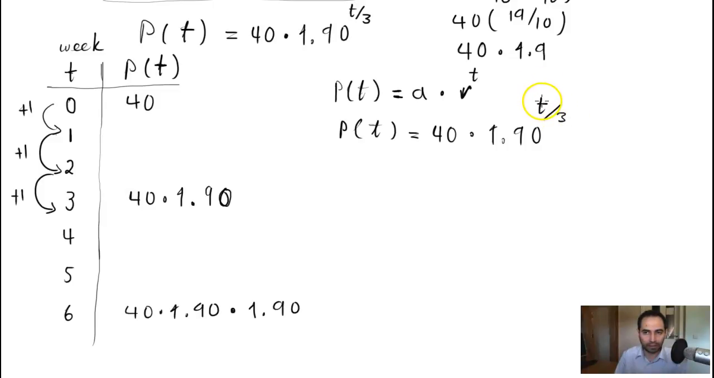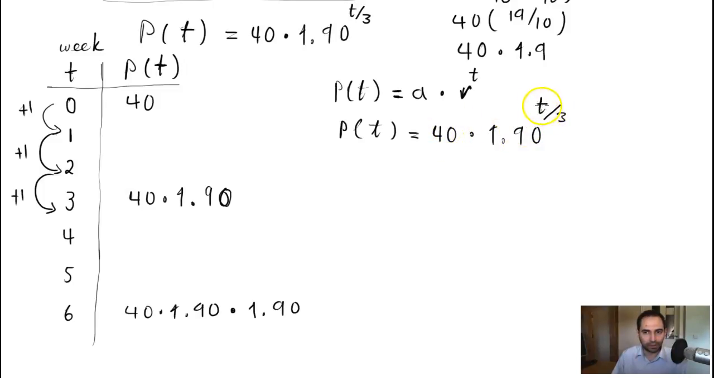So t is, for example, 0, and then 1, and then 2, and then 3, so that then it becomes 3/3. After 3 intervals, it becomes 3/3, and 3/3 basically means 1. So after 3 intervals, your index becomes 1, and then 1 factor of 1.90 is multiplied by your 40.